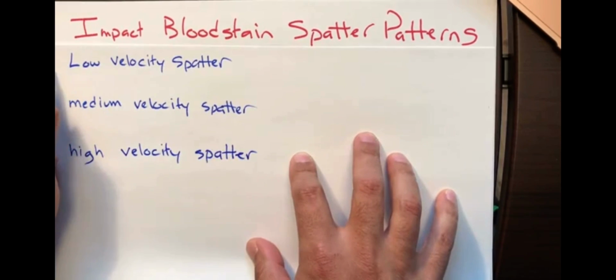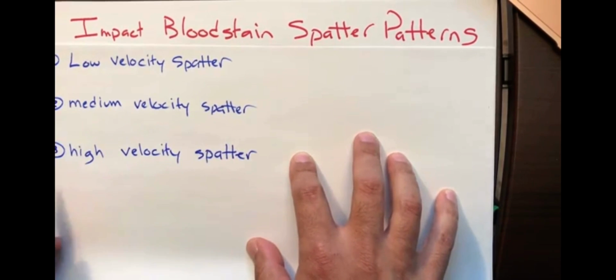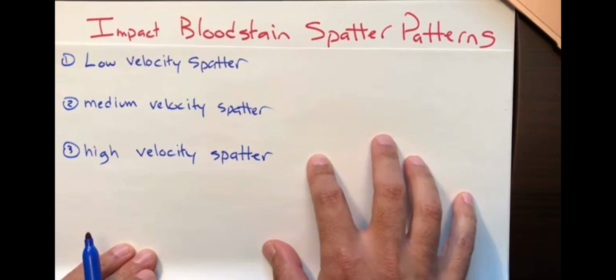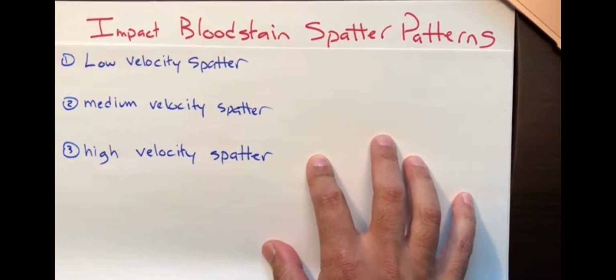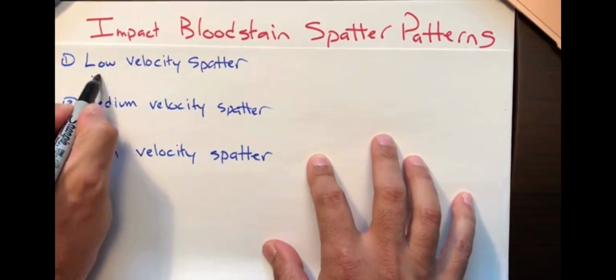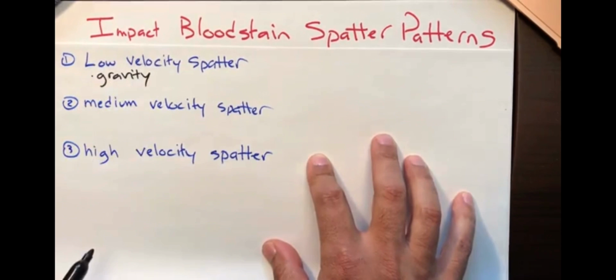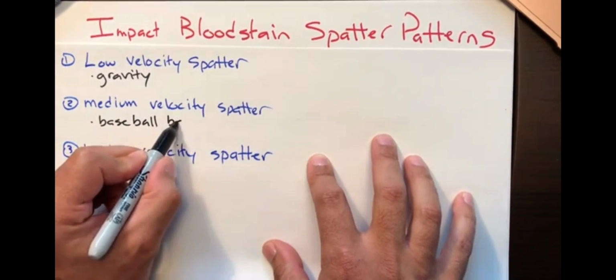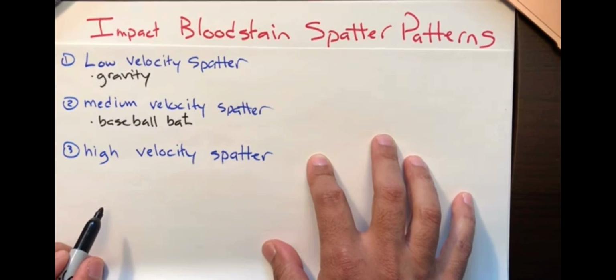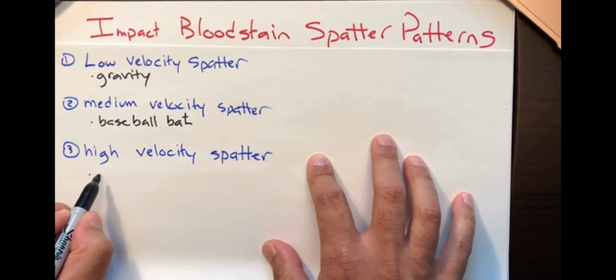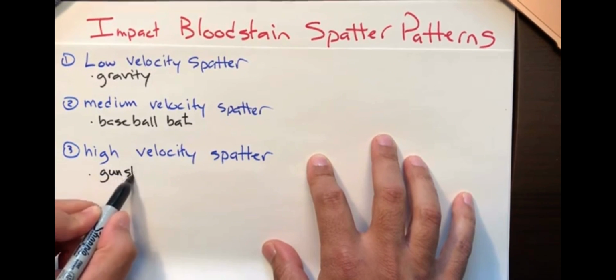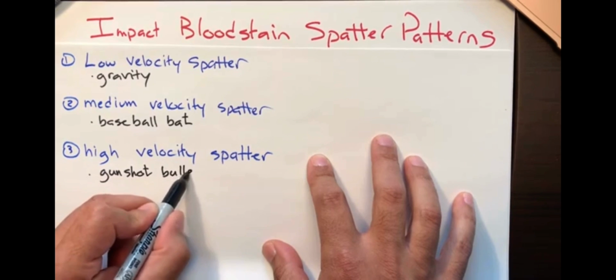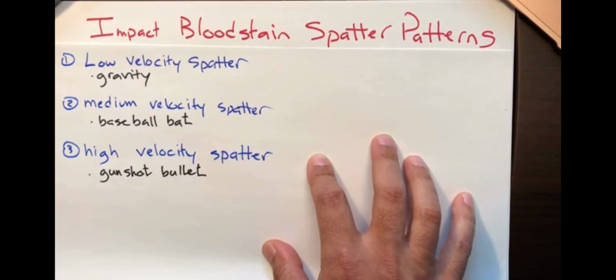Well, what would cause low velocity? What do we consider low velocity? Well, gravity. Gravity we would just call low velocity. Let's put that here. Okay, medium, say a baseball bat or a knife, a samurai sword. Medium velocity. High velocity we would consider like a gunshot bullet.